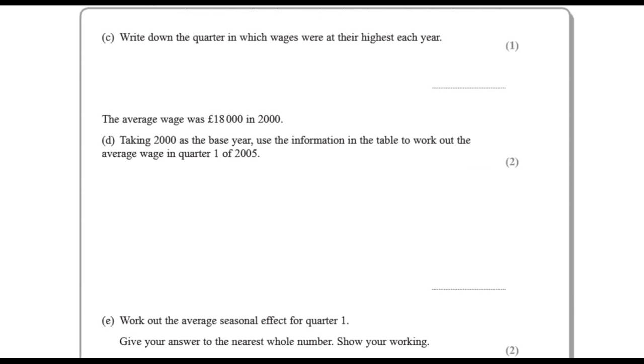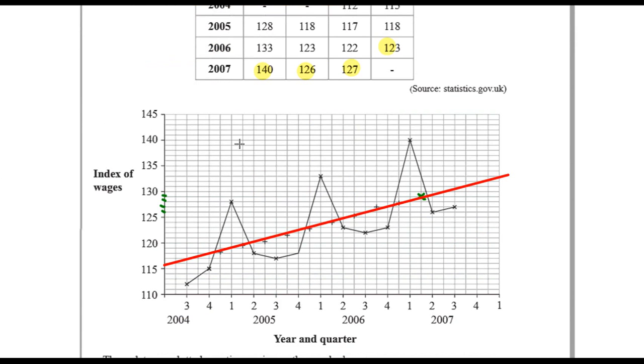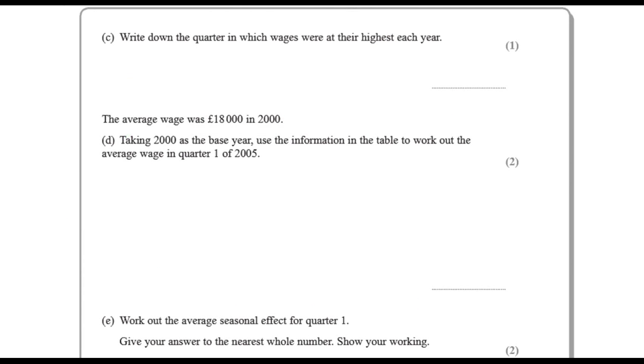Done. Write down the quarter in which the wages were at the highest each year. So can you see the peak of the graph as it goes up each time? Highest, highest, highest. Which quarter is it? 1. Every single time. Okay, so it's the first quarter.